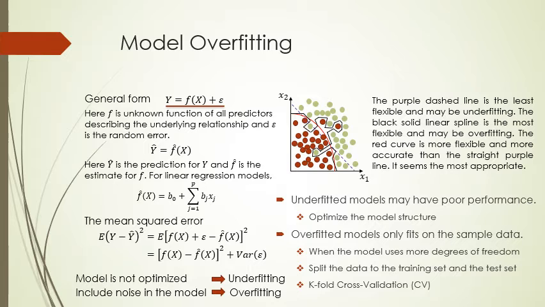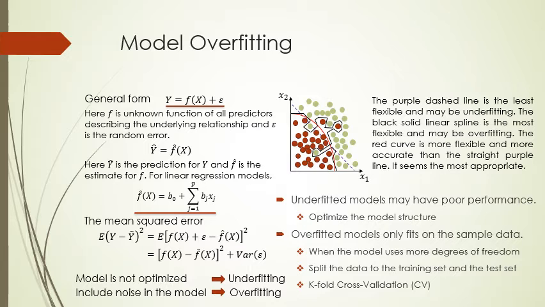For linear regression models, f hat is this sum, where p is the number of predictors. If we have a model that perfectly describes the underlying relationship f, then we eliminate the reducible error, but we still have the noise as the irreducible error. If the model is not perfect, then we have the reducible error in addition to the irreducible error.